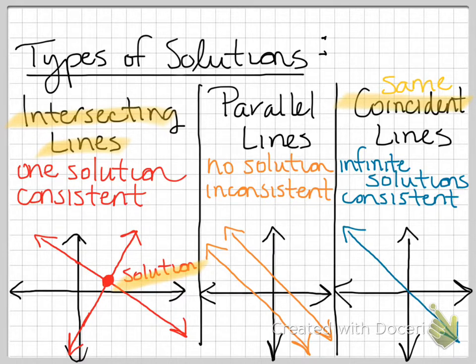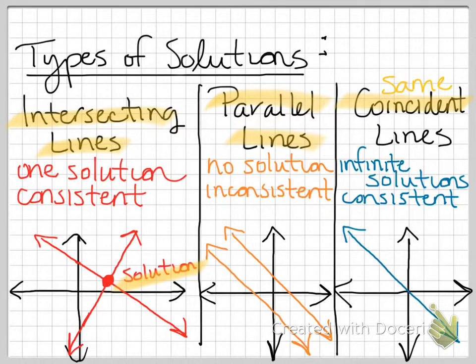Okay, so then the next type of solution you can have is parallel lines. So obviously y'all know parallel lines never cross. So in the picture at the bottom of the orange, it's the 2 parallel lines that are graphed. They never cross. Well, if they never cross, then there's no solution. So no solution, and that means that they would be an inconsistent system. Inconsistent, because there is no solution.